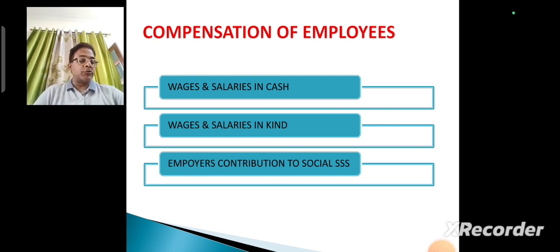One point which has to be taken care of by the students in this numerical is, when you are calculating compensation of employees, then you have to consider the wages and salaries. Along with that, only the employer's contribution towards social security has to be considered. Sometimes, to confuse the examinees, the employee's contribution is also given, so that employee's contribution is not to be considered. Only the employer's contribution towards the social security scheme has to be taken up.